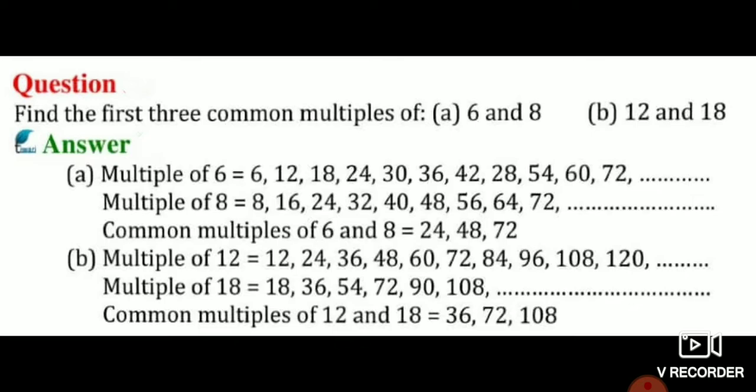Therefore the common multiples of 6 and 8 are: first one, 24 is a common multiple of 6 and 8, because 24 is present in both the multiples of 6 and also the multiples of 8.